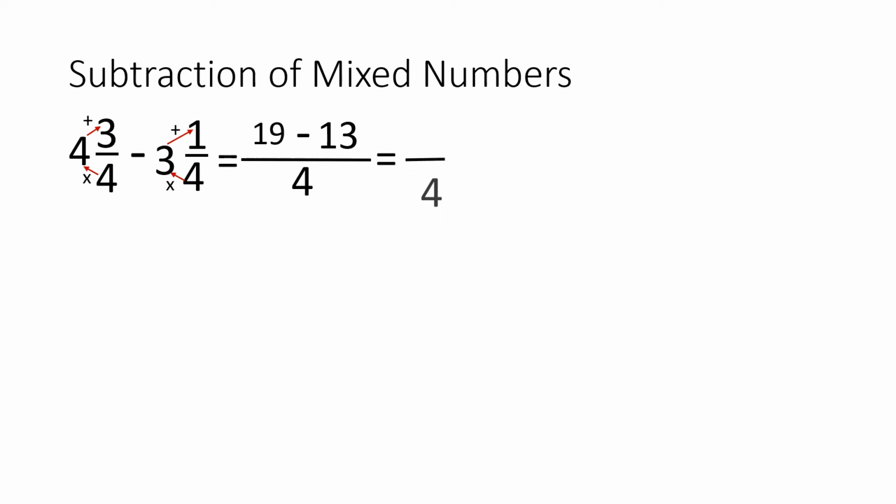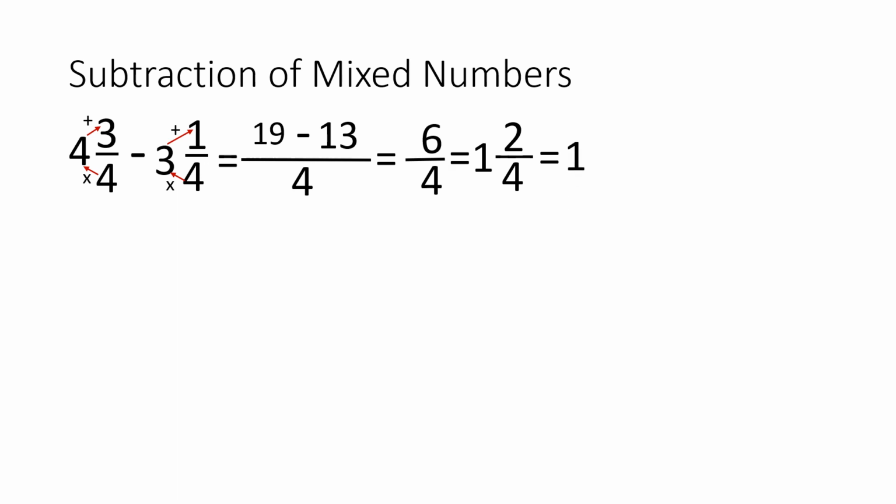Answer, copy the denominator 4. Then subtract the numerators. 19 minus 13 equals 6. Then change the improper fraction into a mixed number. So 6 divided by 4 equals 1. Then 6 minus 4 equals 2. Copy first the denominator 4, then write the number 2 as our numerator. Then reduce 2/4 to its lowest term.